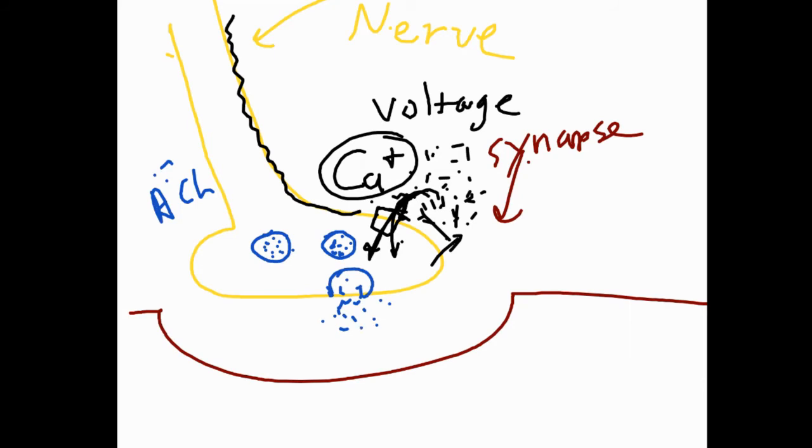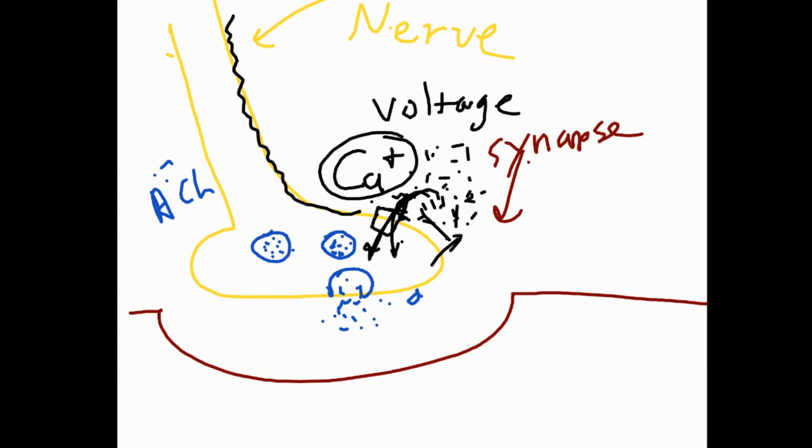All right. As you can see, there is no direct contact between the nerve and the muscle. There's a gap here. So that acetylcholine has to diffuse across the gap to get down to the muscle.